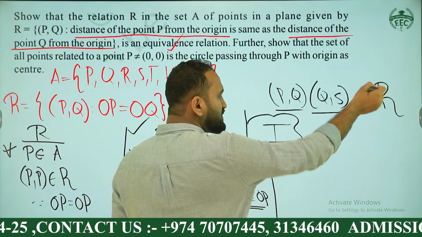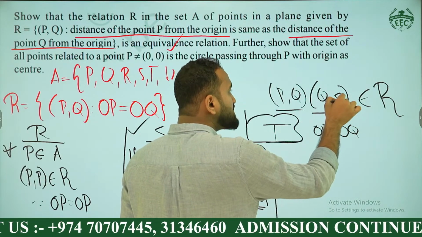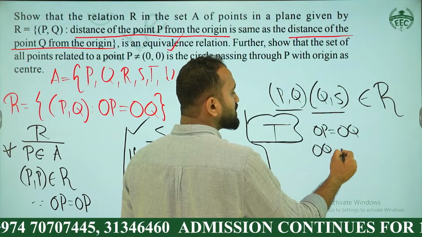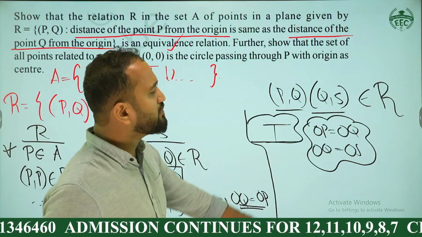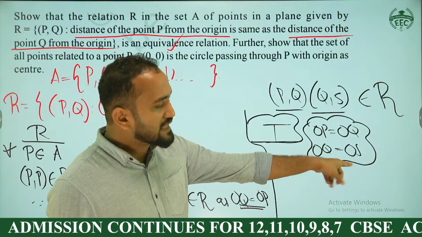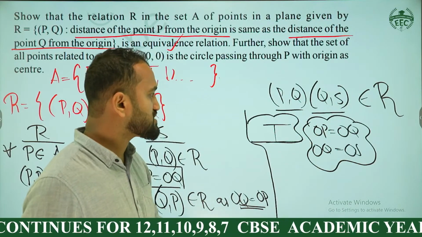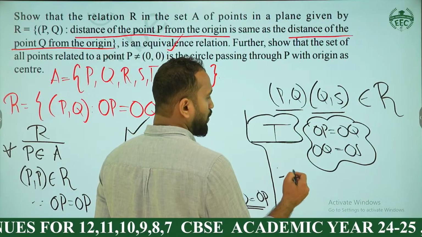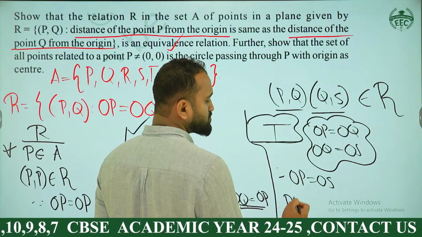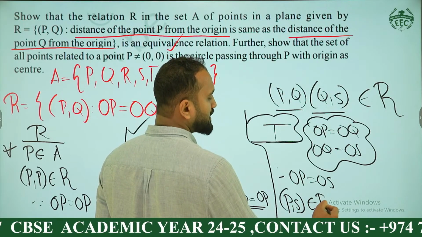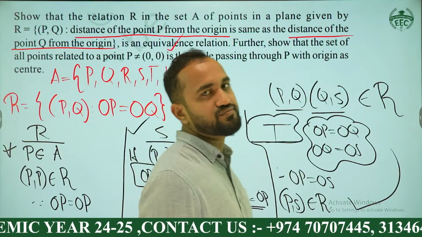(P, Q) is there in the relation, which means OP is equal to OQ. Now (Q, S) is there in the relation, which means OQ is equal to OS. My question is, from this condition, can you tell me whether OP is equal to OS? Yes. OP is equal to OQ, and OQ is equal to OS. Therefore OP is equal to OS. In other words, (P, S) will always be an element of the relation. Therefore, the relation will be transitive.